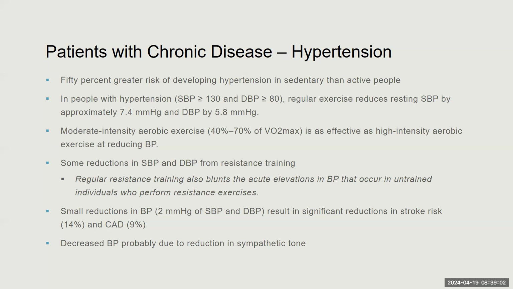You do get some reductions in systolic and diastolic blood pressure from resistance training, and regular resistance training also blunts acute elevations in blood pressure that occur in untrained individuals who perform these. These are small reductions, but just dropping by 2 millimeters of mercury of both systolic and diastolic blood pressure can actually decrease stroke risk by about 14% and decrease CAD risk by about 9%. And we believe that the decreased blood pressure is probably due to a reduction in sympathetic tone.